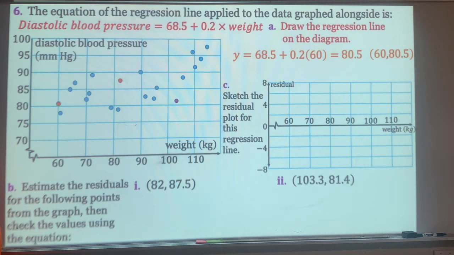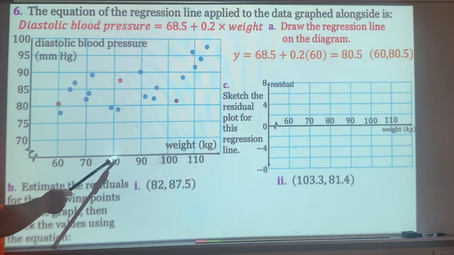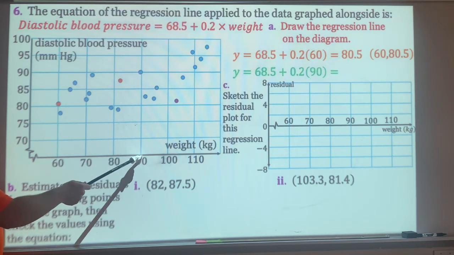Then I said, I need a second point. Let me get something similar to 60. I'm going to go 90. I'm going to go over a little bit.